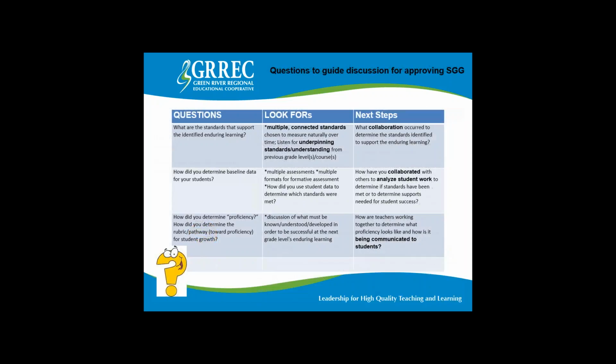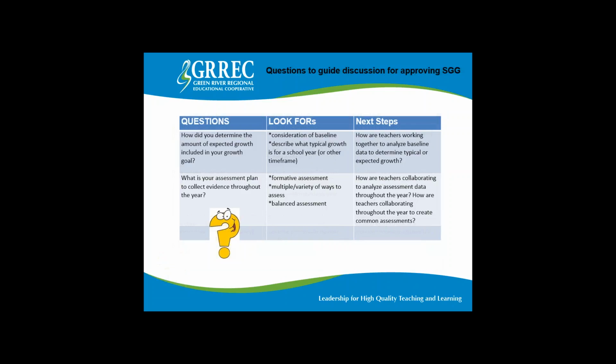Then as we move forward, what are the standards that support the identified enduring learning? How did you determine baseline data? And how did you determine proficiency and really that pathway to proficiency, and how did you develop that rubric? So these are some really good resources that I think you would want to pull out and use with your teachers. How did you determine the amount of expected growth, and what assessments are you going to use throughout the year to monitor?